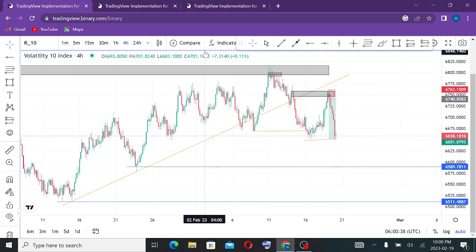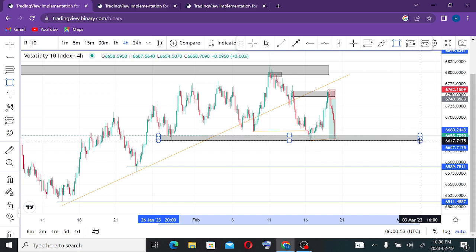And then what you can do is basically mark this zone out. This is a support zone. It helped us to pick a buy here. Now what do we do? We would now want to pick this support zone as our confluence level. So this confluence level is this.